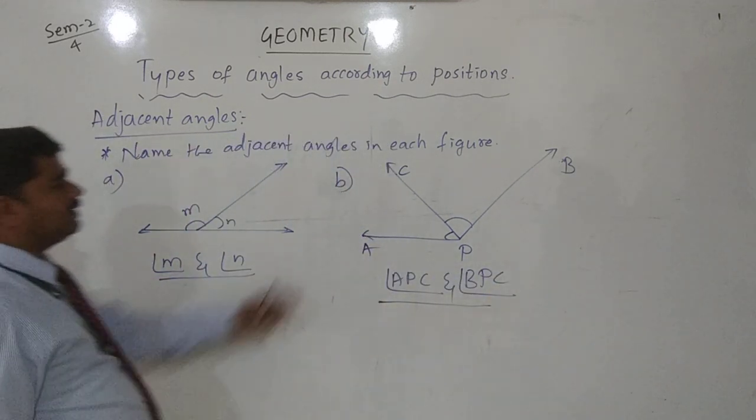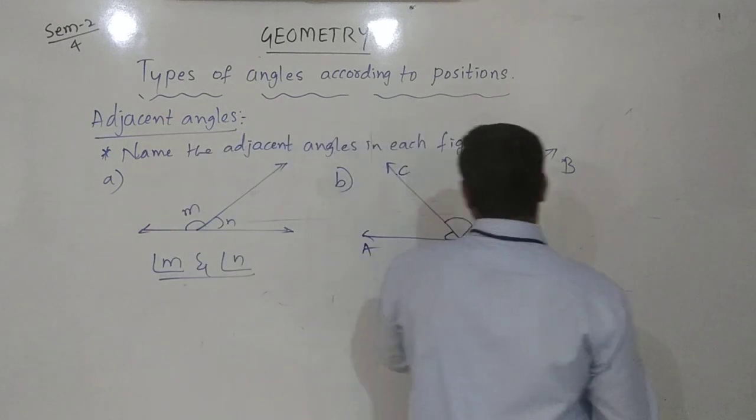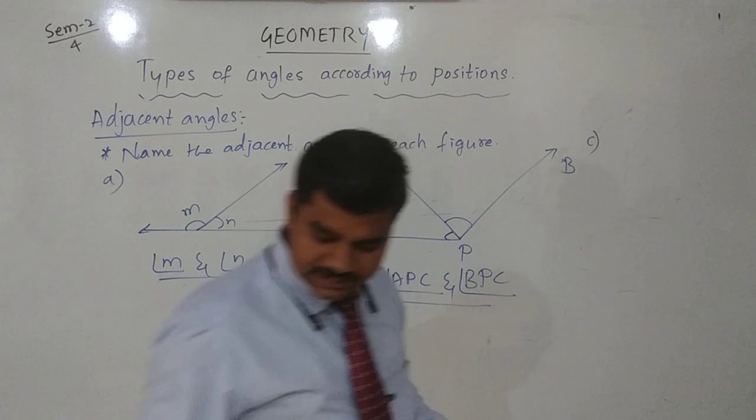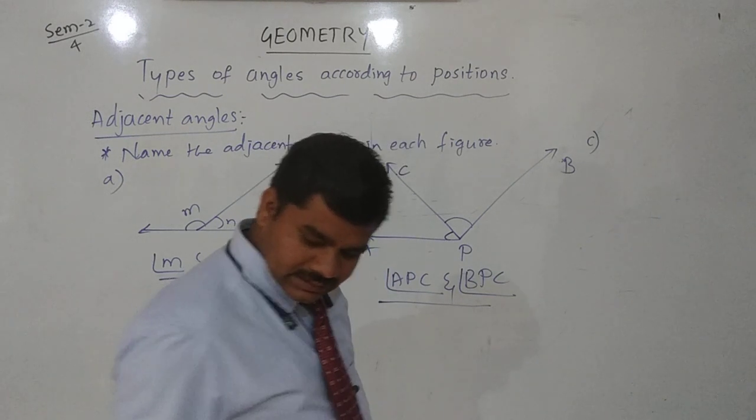Why are these adjacent? Here the common arm is CP, and the common point, the vertex, is P. And the figure is, yes.